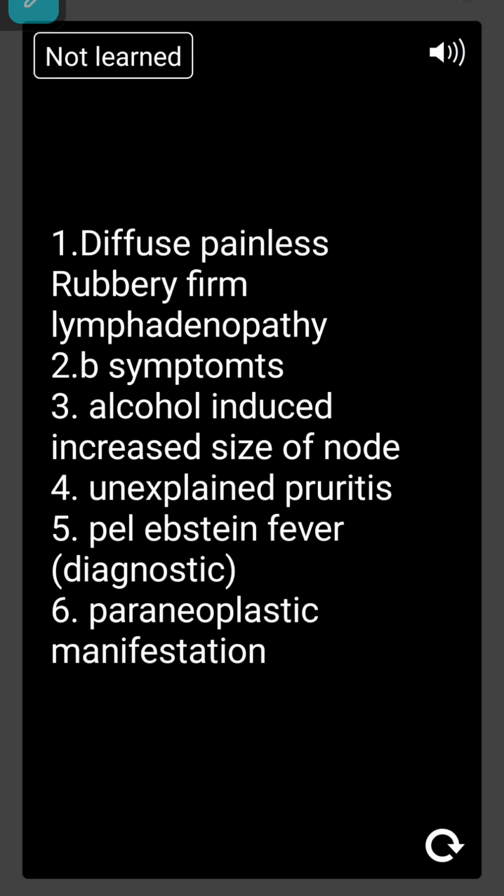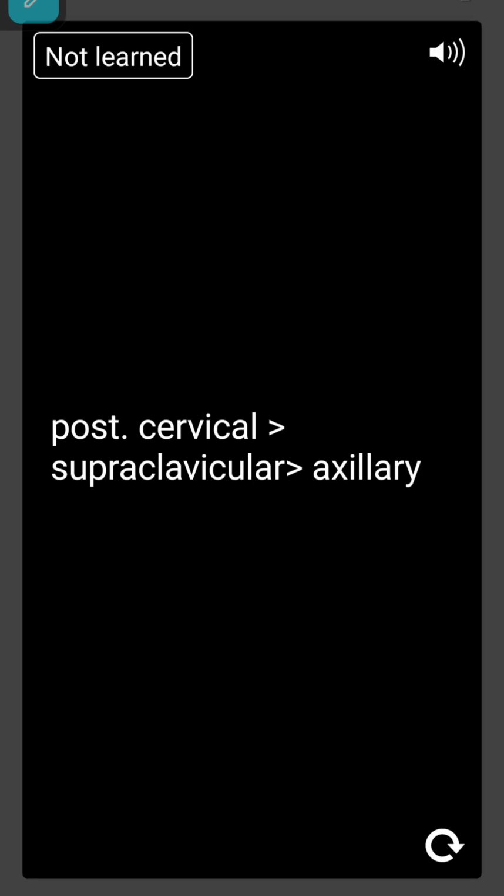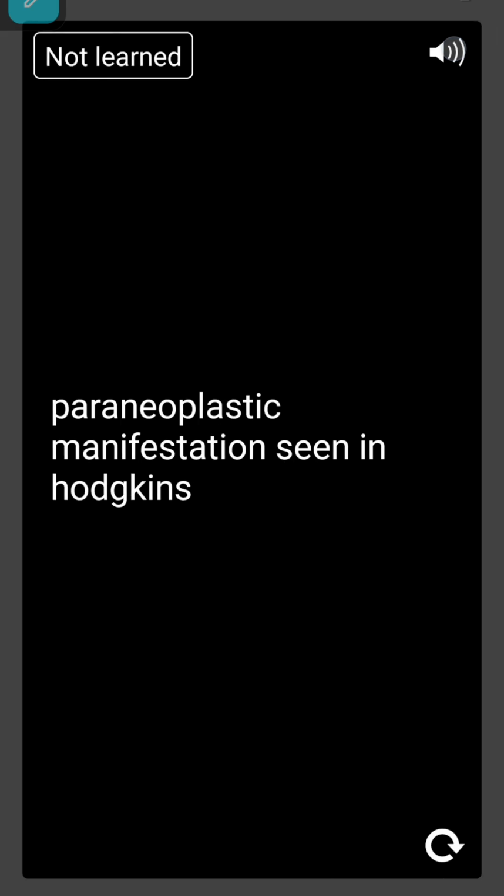Clinical features of Hodgkin lymphoma. 1. Diffuse painless rubbery firm lymphadenopathy. 2. B symptoms. 3. Alcohol-induced increased size of node. 4. Unexplained pruritus. 5. Pel-Ebstein fever, diagnostic. 6. Paraneoplastic manifestation. Site for lymphadenopathy in Hodgkin lymphoma: posterior cervical greater than supraclavicular greater than axillary.